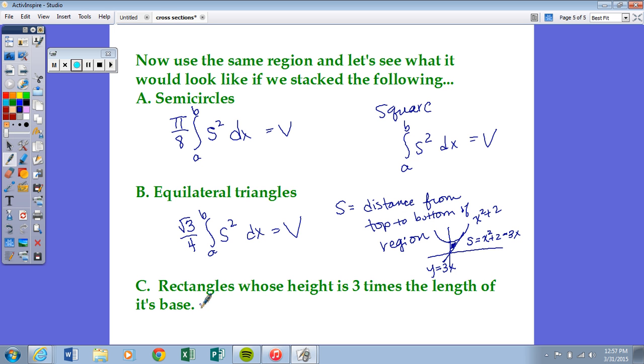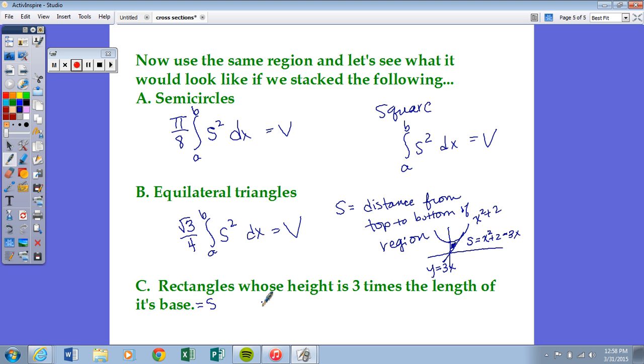Now this last one I saved, because if you're doing a rectangle, there's not just one formula, but you have to actually read it out, because if you're doing a rectangle whose height is 3 times the length of the base, well, the base, guys, is the S, so it would be this same top minus bottom concept.